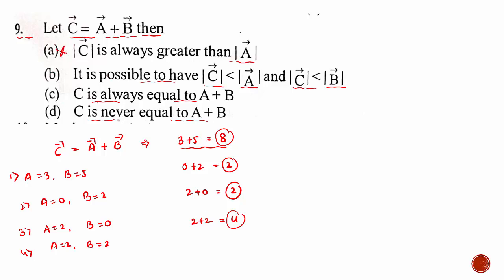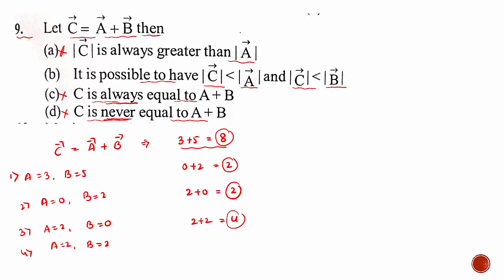Come to option C. C is always equal to A plus B. No, it is not possible. C is equal to A plus B but not always. So this is also wrong. Option D: C is never equal to A plus B. Sometimes it is equal to A plus B, sometimes greater than A plus B. But here it is never, meaning it is not suitable. So this is also wrong.